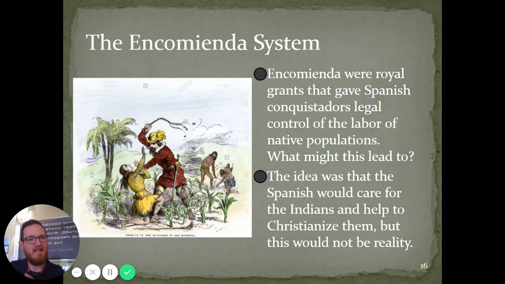Now, the Spanish are unique, because you're going to see in North America, in the English colonies and the French colonies, they did not use the natives as slave labor, mostly because they died so frequently due to diseases. But the encomienda system set up this legal system where the Spanish conquistadors were in control, and they were the ones that could enslave these natives. The idea behind all of this was that the Spanish would help care for the Indians and Christianize them, but in reality, this wouldn't really be the case. Really, it was a system of slavery for the natives.